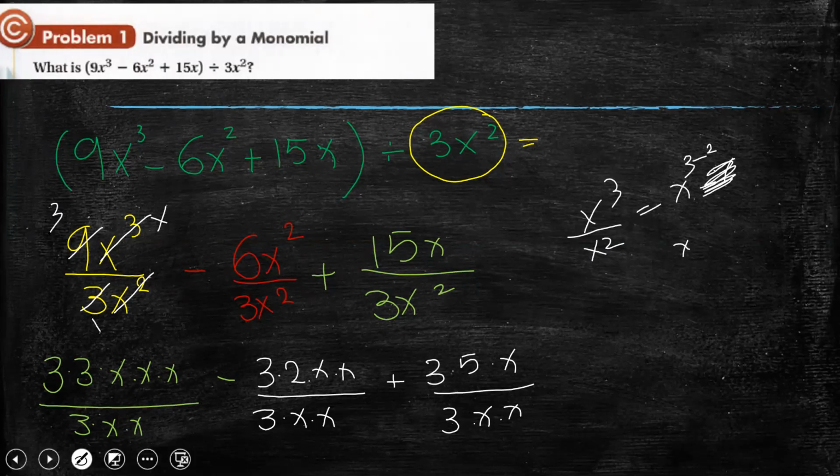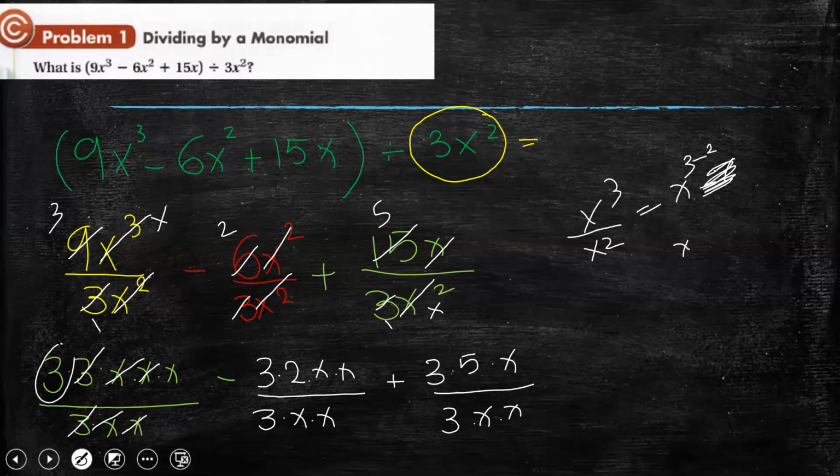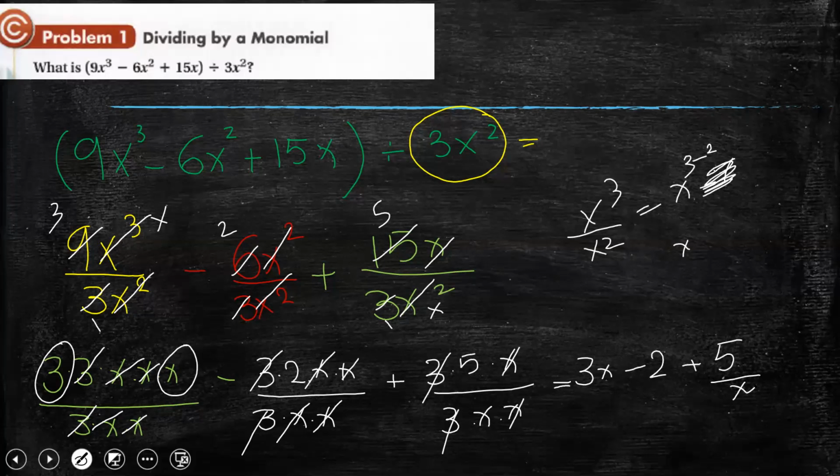And 9 and 3, you get 3. This one, they cancel each other, you get 2. And this one, you get 5 and you keep x down. Or you can factorize it as I did now. Then let's simplify. So what do we have now? 3x, then 2, plus 5 over x. This is now the simplified form of dividing a polynomial by a monomial.